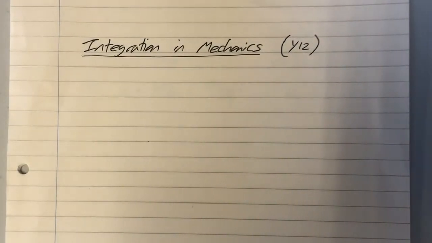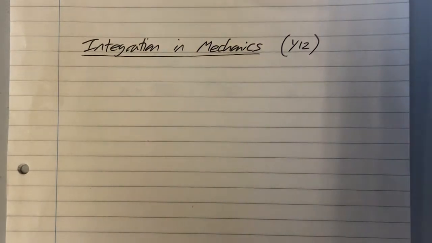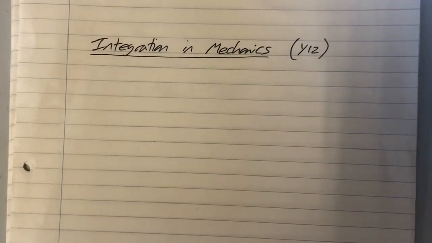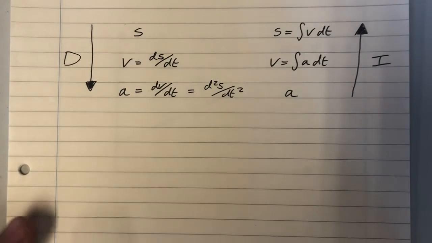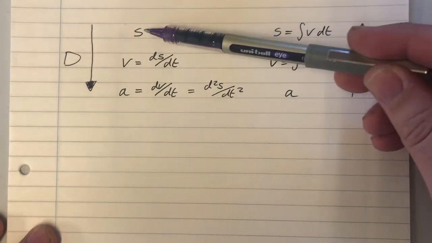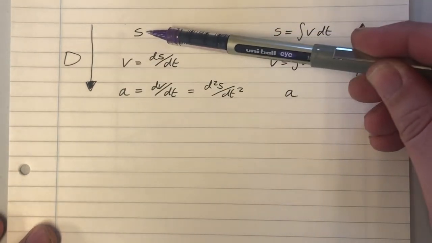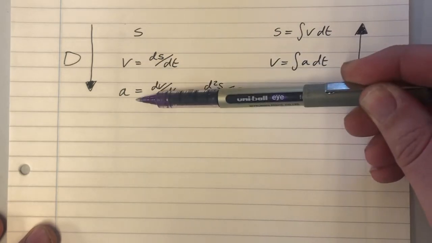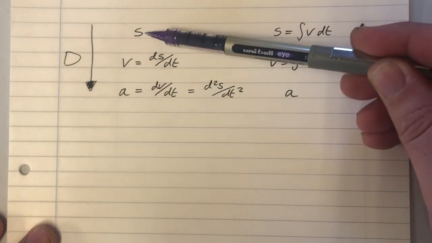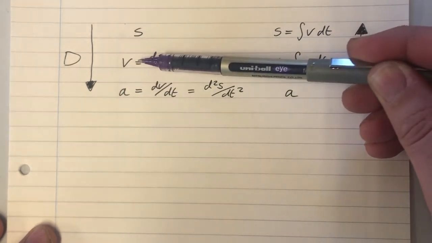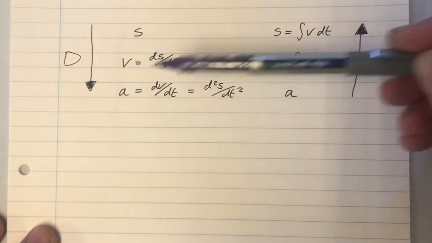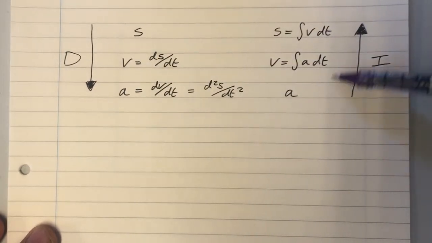Today we're going to be looking at integration in mechanics. This is just for the Year 12 course, the A-level course. What we looked at in the last couple of videos is that we can use differentiation to go between displacement, velocity and acceleration. Well, if we can use differentiation to go from displacement to velocity and then from velocity to acceleration, then surely we can integrate the other way.